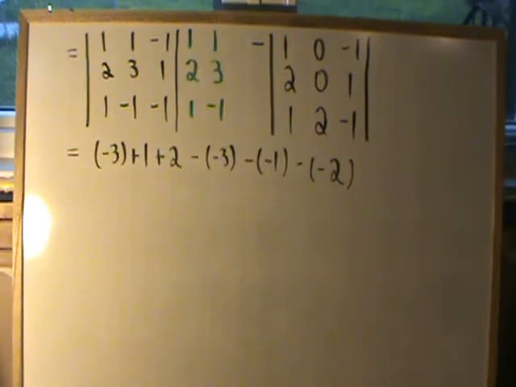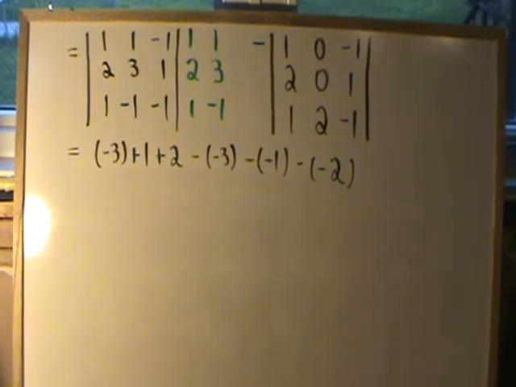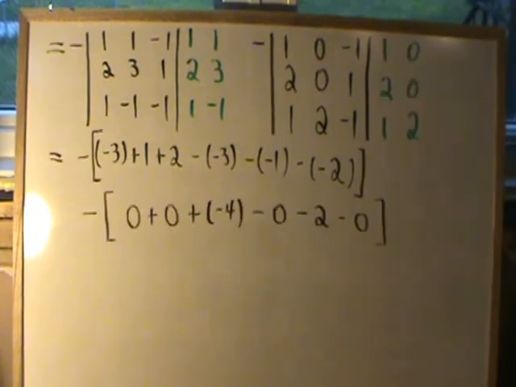So I've gone ahead and started the weave method for that first 3 by 3 determinant that we have to calculate. I've put the two columns on the right hand side, and I've calculated the first three products as -3, 1, and 2, and the second three products are going to be -3, -1, and -2. Now let's do the same thing for that second 3 by 3 matrix.